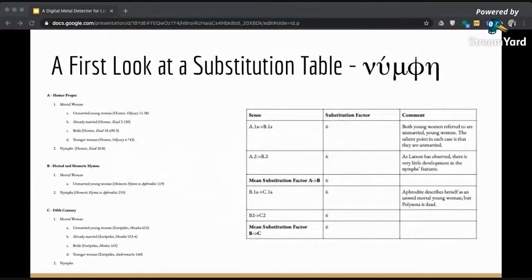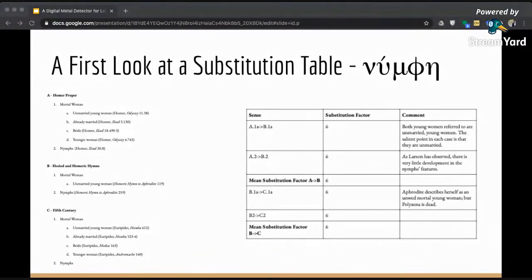So let's take a first look at the substitution table that I built for this word. On the left-hand side, you can see a linear description of the different senses that I found upon manual inspection of each instance of this word. And you can see an example of each case that I've written. I've also taken the step of labeling it in discrete time periods A, B, and C and describing each one. Of course, we know that time periods are not discrete in real life, but that's just a convenience, unfortunately, that we have to live with.